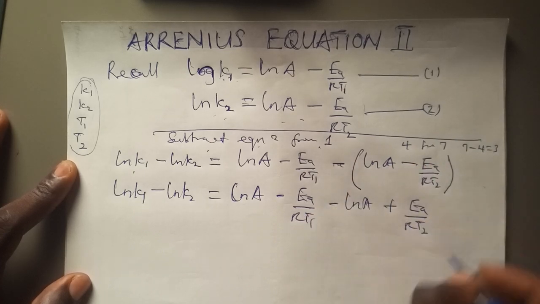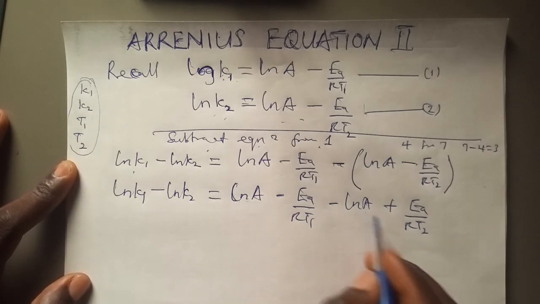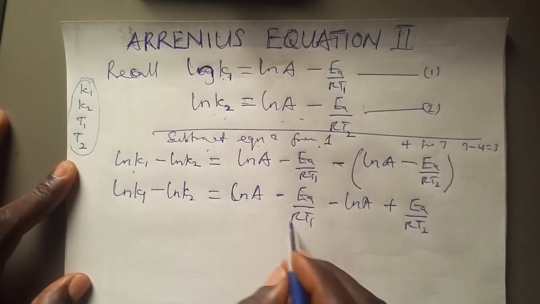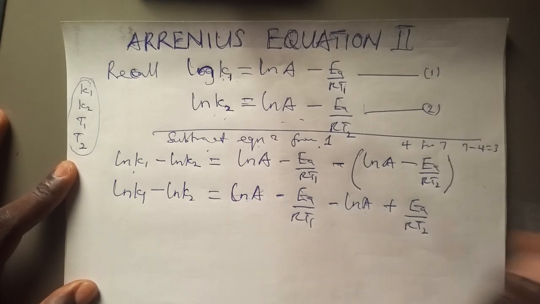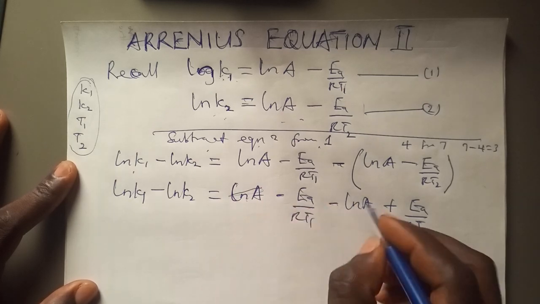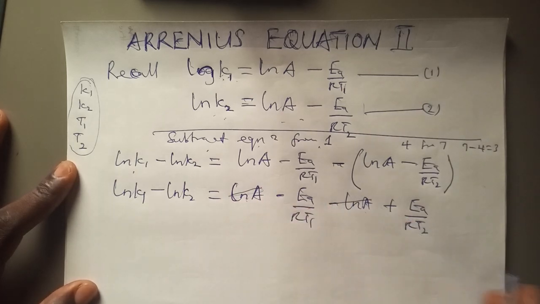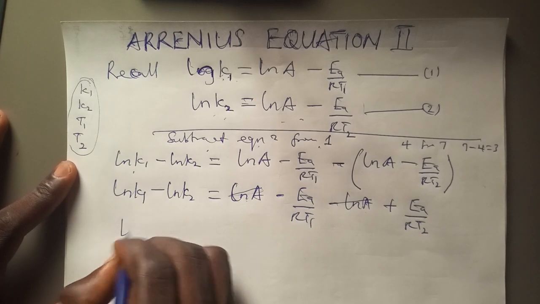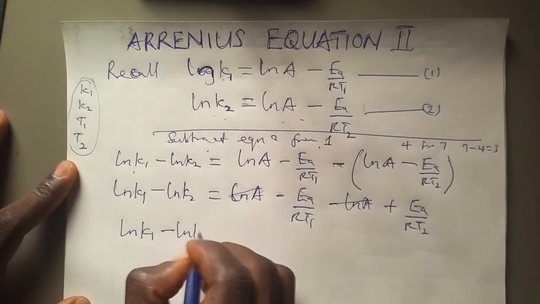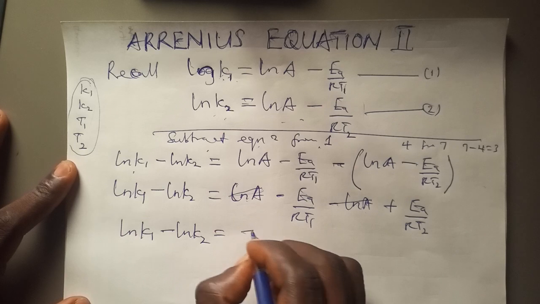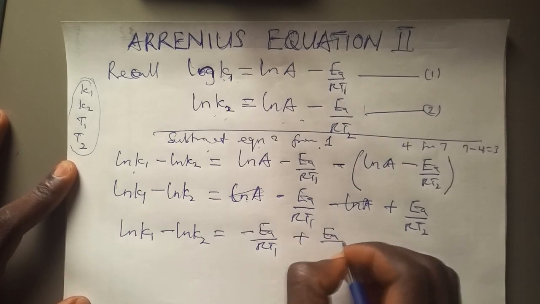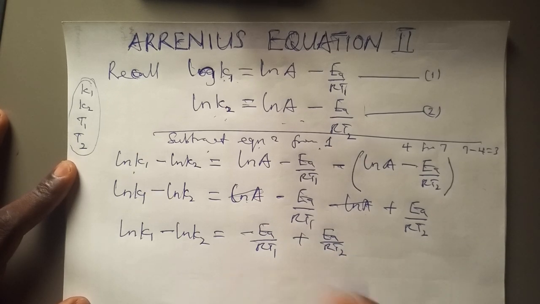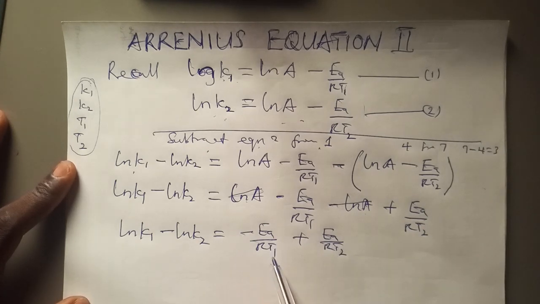This already shows that if you do collection of like terms here, ln A minus ln A will cancel, it will go. That one will give you 0. Then you will be left with ln K1 minus ln K2 is equal to what now? Minus EA over RT1 plus EA over RT2. Do you know you can make this EA over RT2 minus EA over RT1?